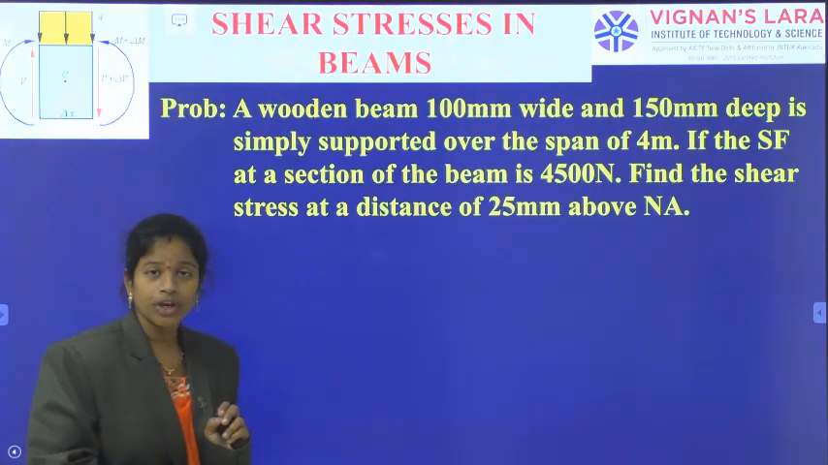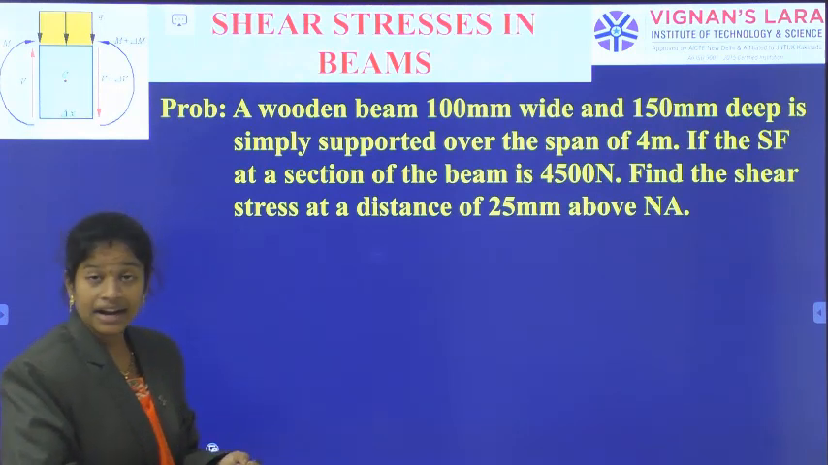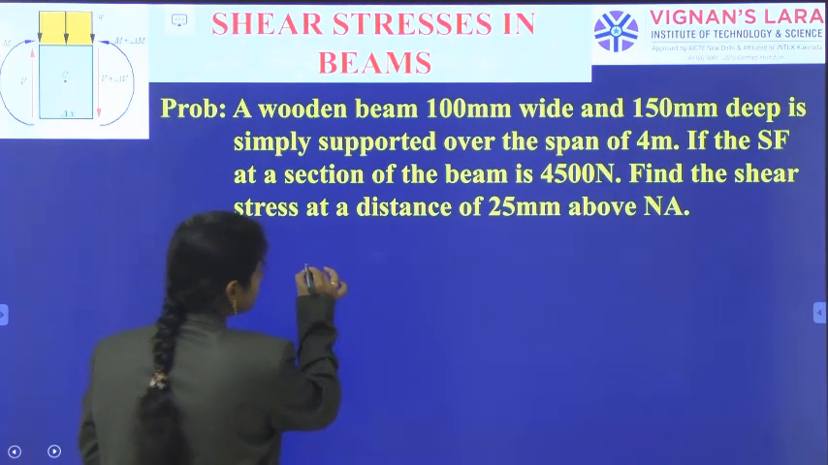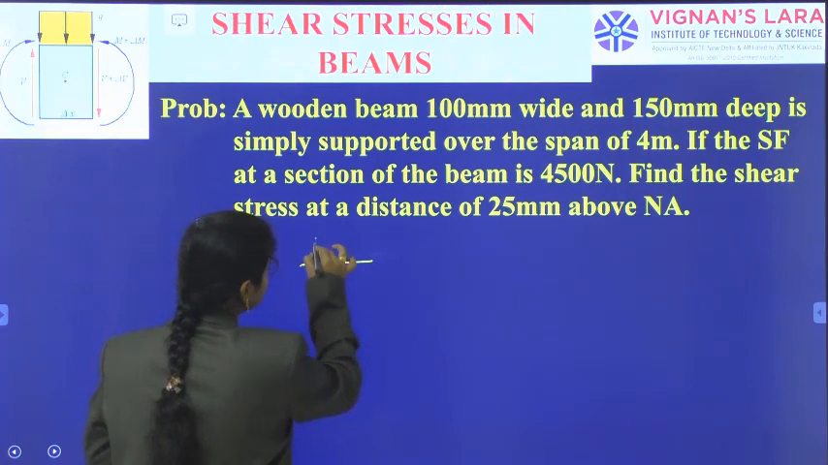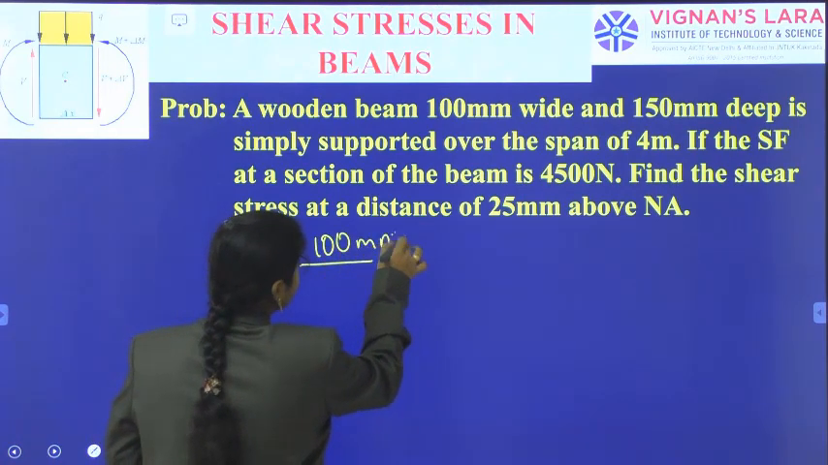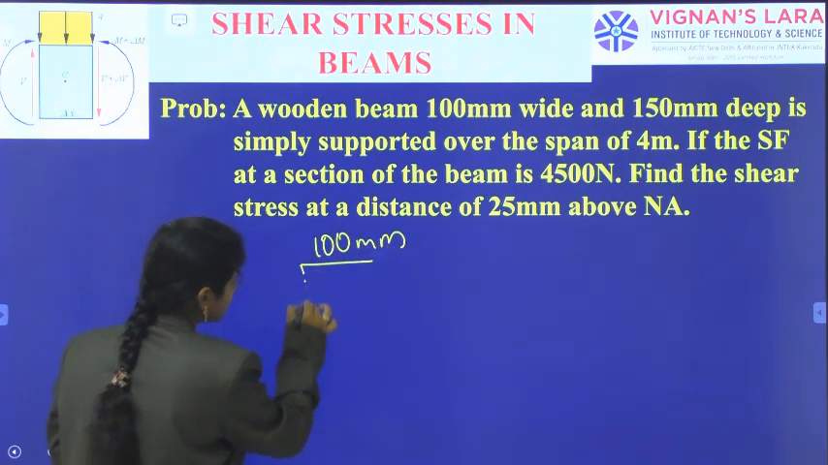Now we are going into a numerical. A wooden beam 100 mm wide. Okay, a wooden beam is having 100 mm width and having 150 mm depth.